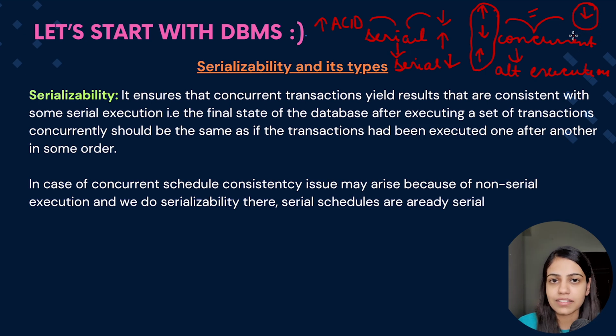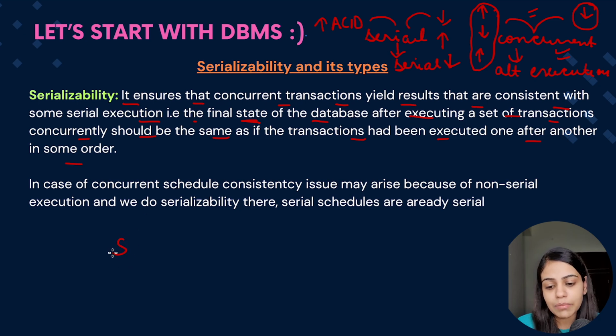Because of this consistency problem, we introduce serializability and some concurrency control mechanisms, which make sure that even if the schedule is concurrent, it follows a serial execution. So serializability ensures that the concurrent transactions yield results that are consistent with some serial execution, that is, the final state of the database after executing a set of transactions concurrently should be the same as if the transactions had been executed one after another in some order.